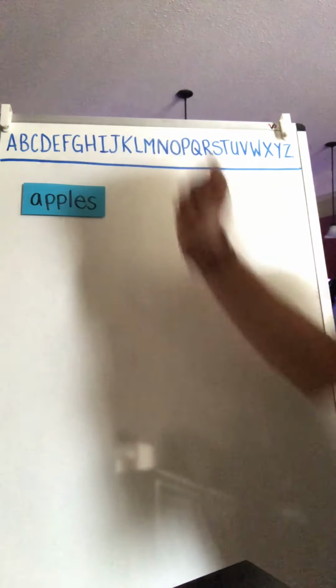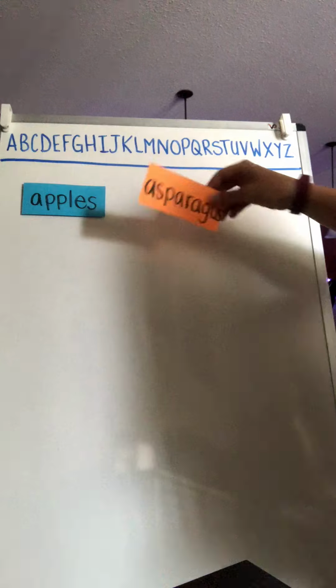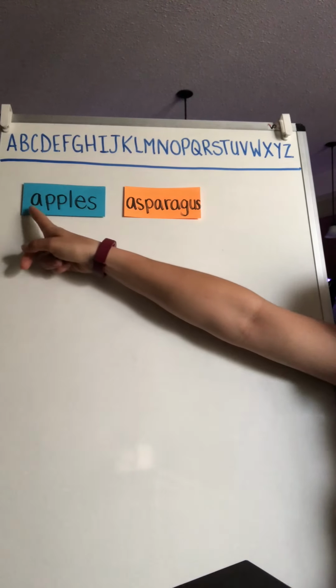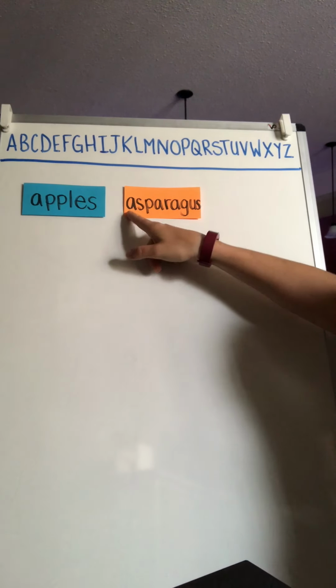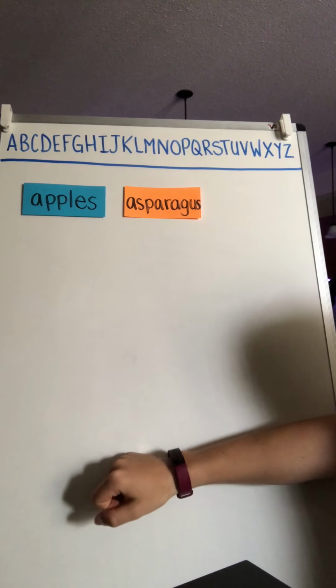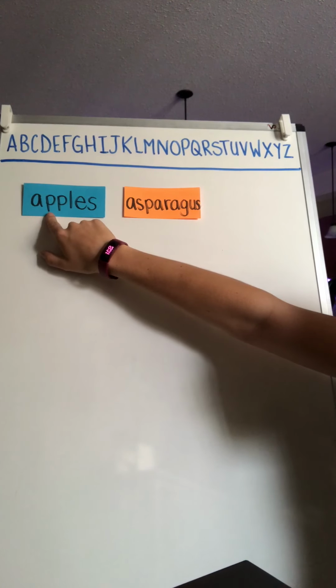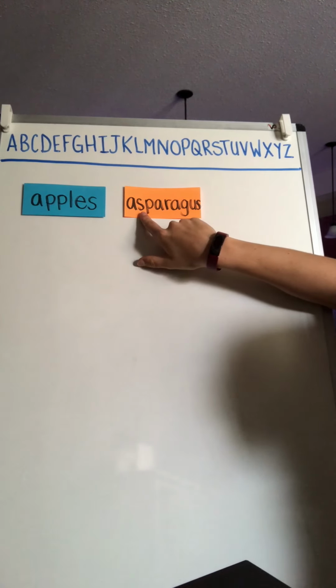So look at the foods that you have and see if you have any that start with A. Well, I happen to have apples and asparagus. So I have two that both start with A. How do I know which one goes first? Well, they both start with A. So that means that we need to go and look at the second letter to figure out which one comes first. So apples, the second letter is P. Asparagus has S. What comes first in the alphabet?